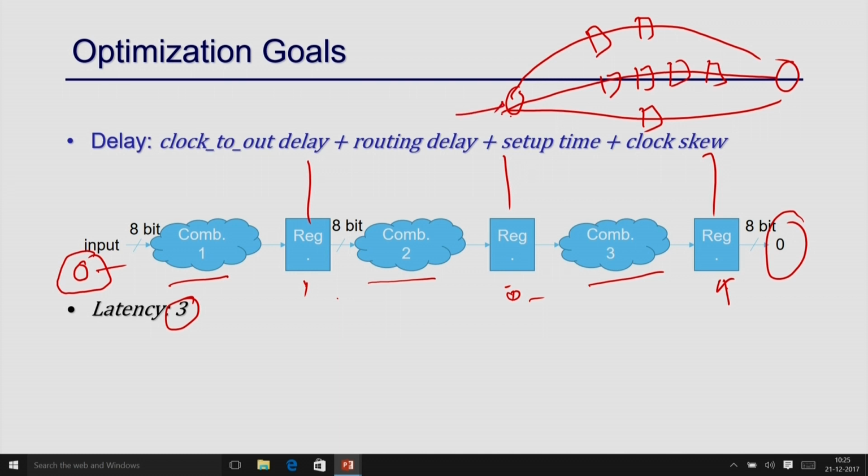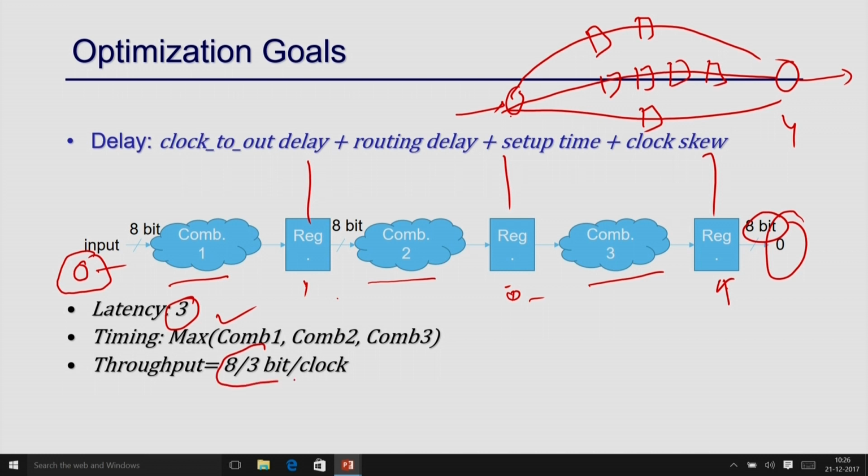So, this is the input and this is your output. For this path the critical latency is 4, not 1 or 2, right. It is the maximum number of registers between the input and output for any path. So, for this circuit, since I have 3 levels of registers, the latency is 3, and what is the throughput? 8 bits are coming out for every clock, so your throughput is 8 bits per clock, right.